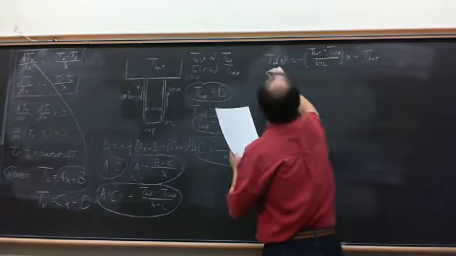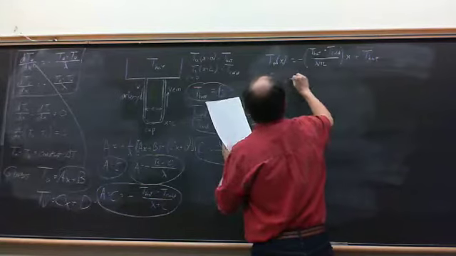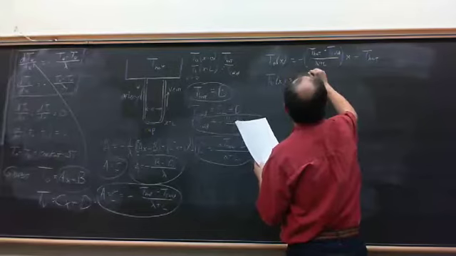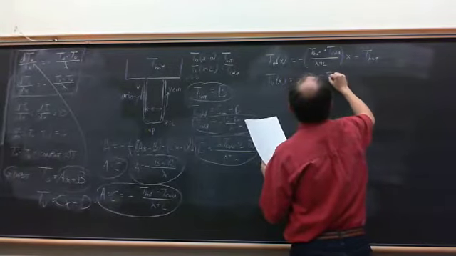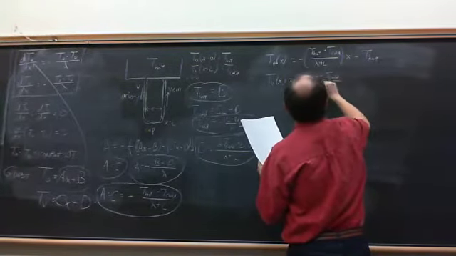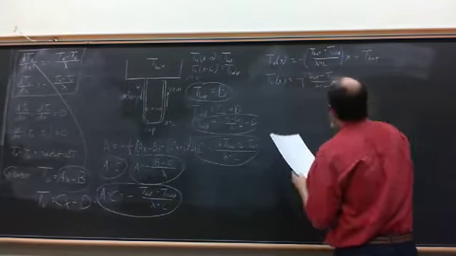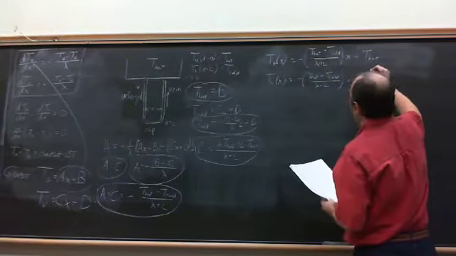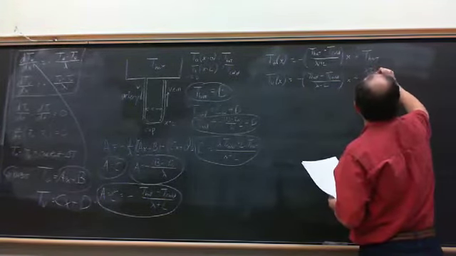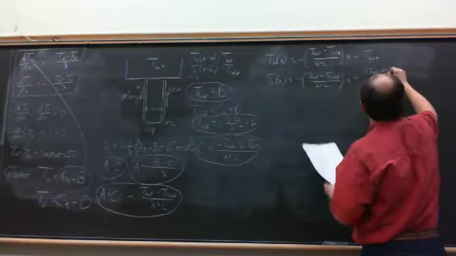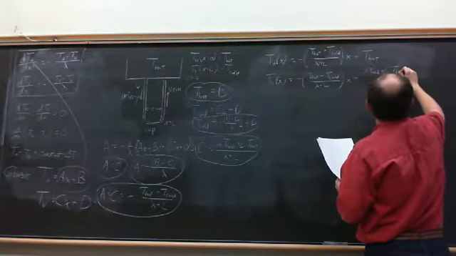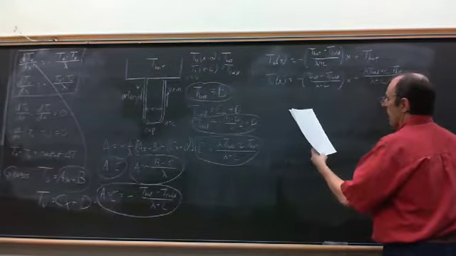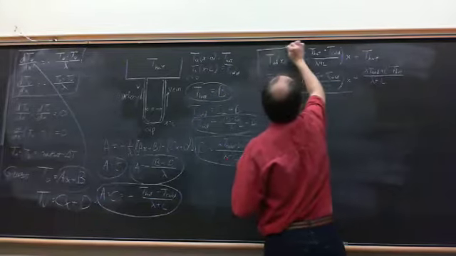And then we can write TV of x. A and C are the same, so this term is exactly the same: (T hot minus T cold) over (lambda plus L) times x. And D is a little more complicated: plus (lambda T cold plus L T hot) over (lambda plus L). And that is our solution.